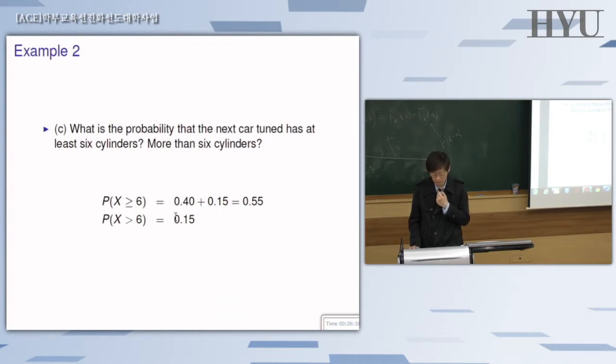Secondly, it's just the case of x equals 8, because it has to be strictly bigger than 6, and that's only the case of these 8 cylinder ones, and the probability for that one is 0.15. It's more like a warm-up. We'll try a slightly more challenging one for the next example, but for now that's enough.